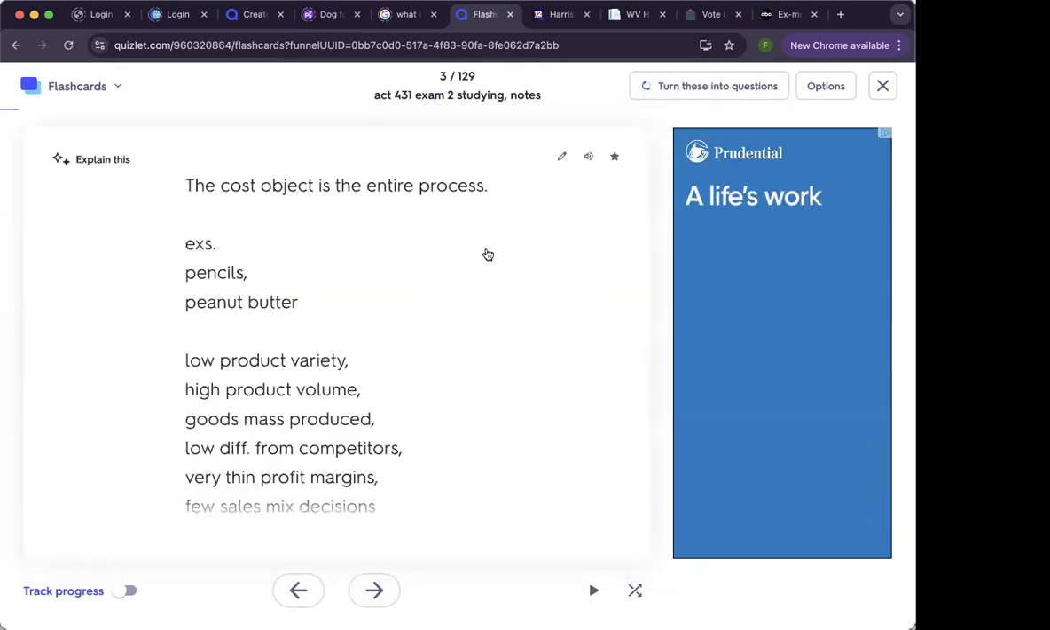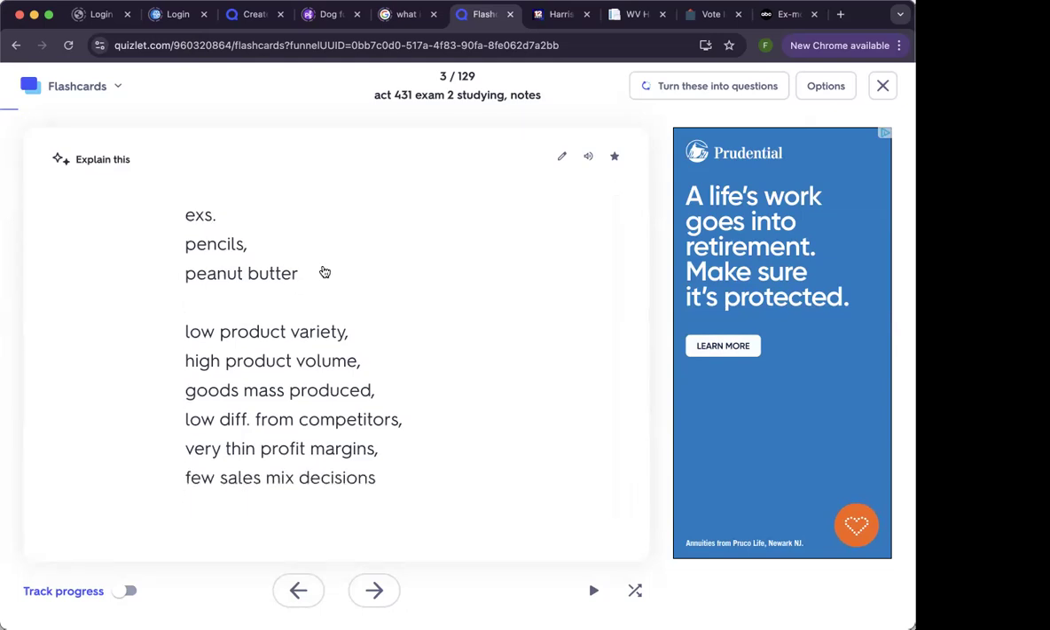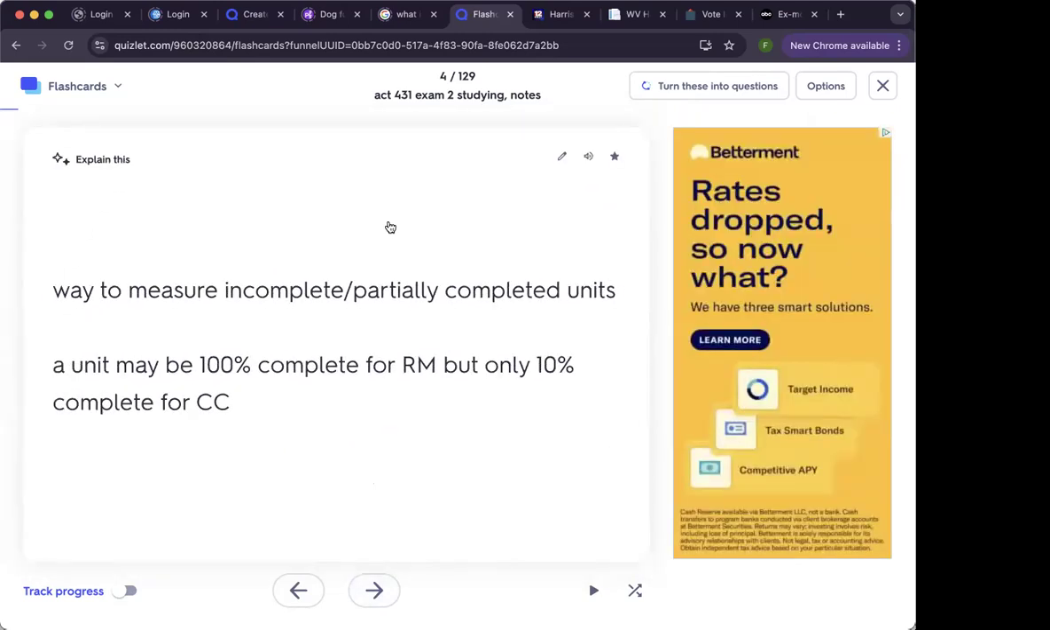Process costing. The cost object here is the entire process. So cost object is not a unit, it's the whole thing. Examples of products that use process costing are pencils and peanut butter. There's low product variety, high product volume, goods are mass produced, low differentiation from competitors, very thin profit margins, and few sales mix decisions.